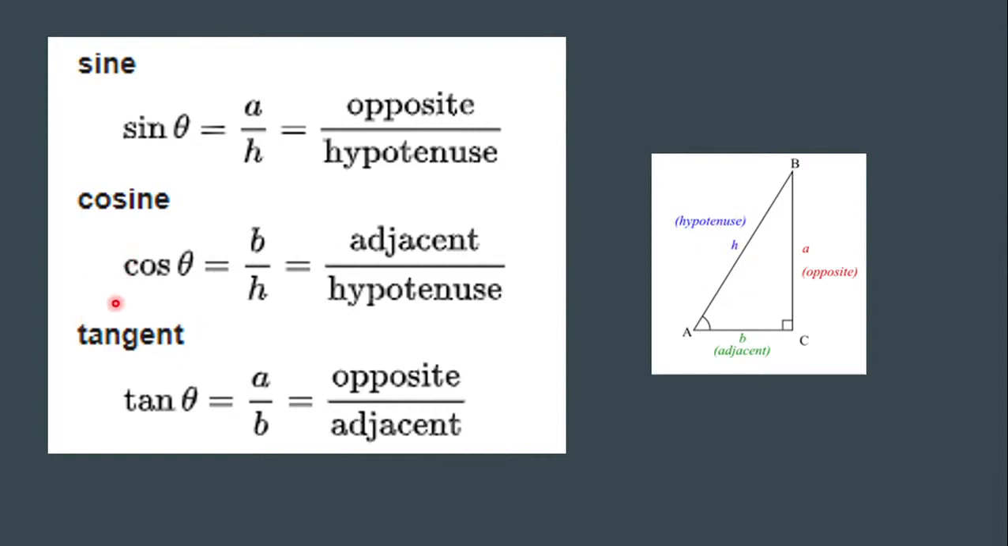Now a new function, tangent. What is tan of theta? Tan of theta is equal to perpendicular upon base. What is perpendicular? A, and what is base? B. These three functions are very important.